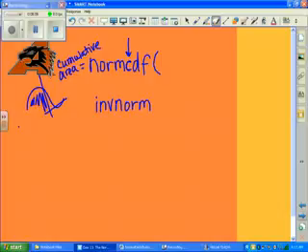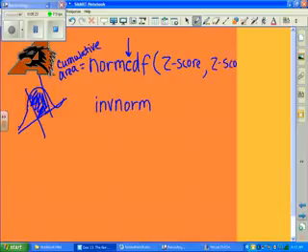Furthermore, we can put in a left bound and a right bound, and it'll give us the area in between those two points. So I put in one z-score, and then I separate it with a comma, and I put in another z-score, and that would give me the cumulative area between those two points.